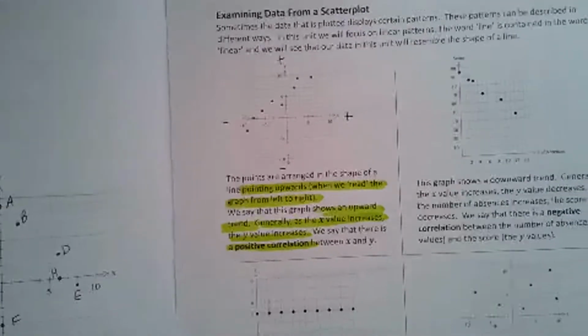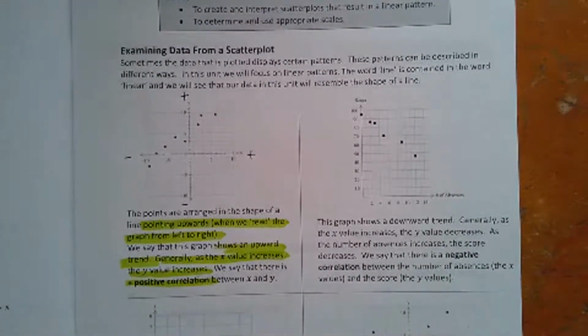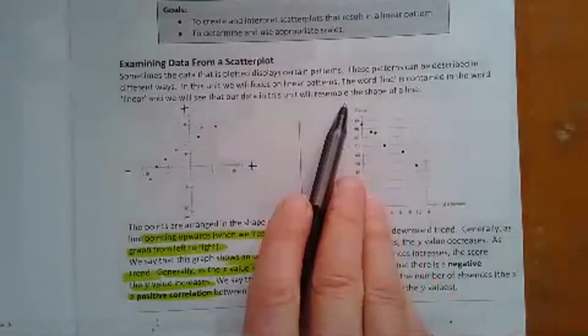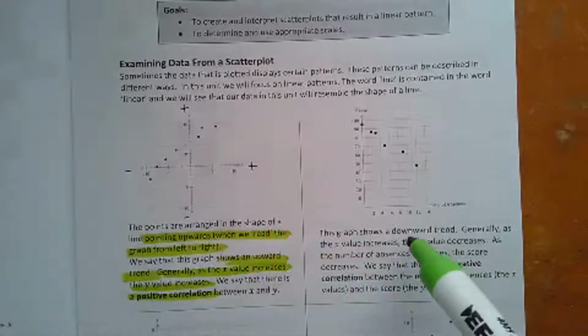Now, you can probably think what's coming up next for this graph. The graph shows a downward trend. So this is, as we read left to right, the graph is showing a downward trend.